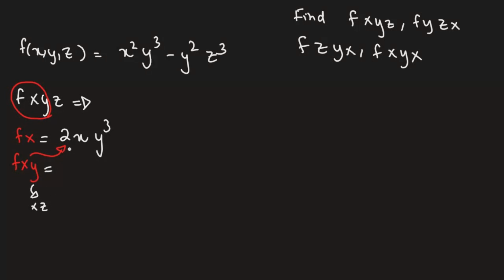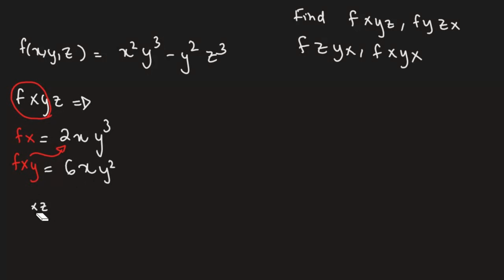Now differentiating this function with respect to y. The 3 comes down, so 3 times 2, that's 6, and this is a constant, stays in there, and subtract 1 from the power, so 2. I hope you got it.